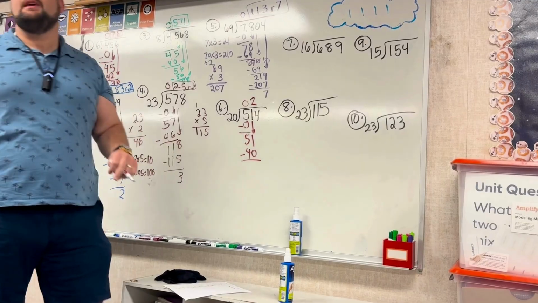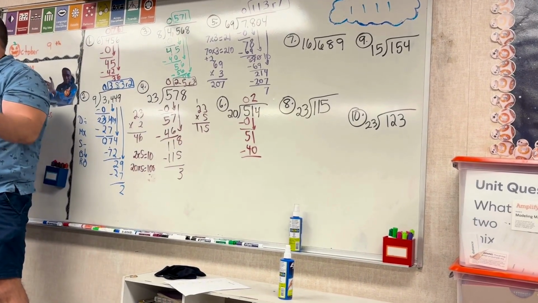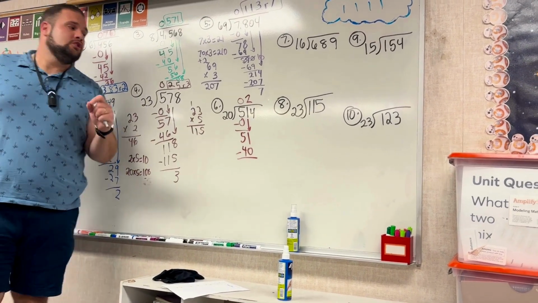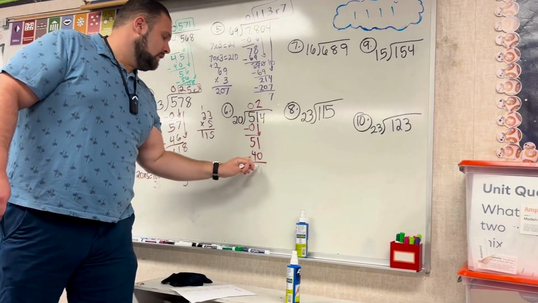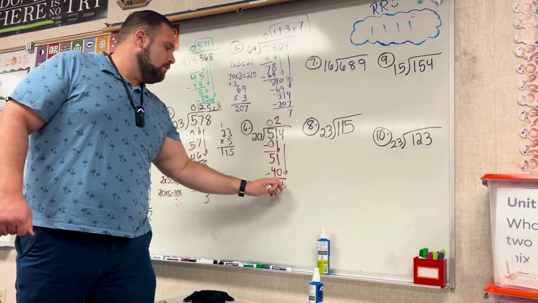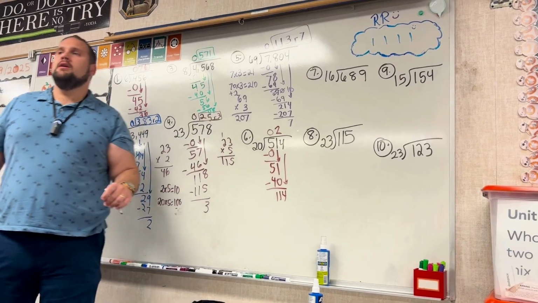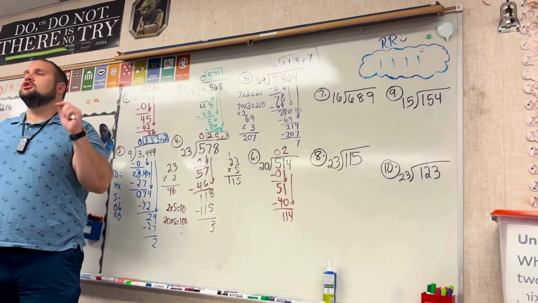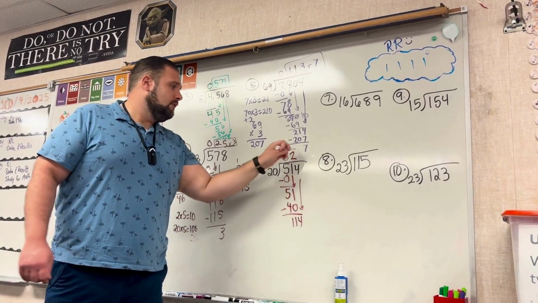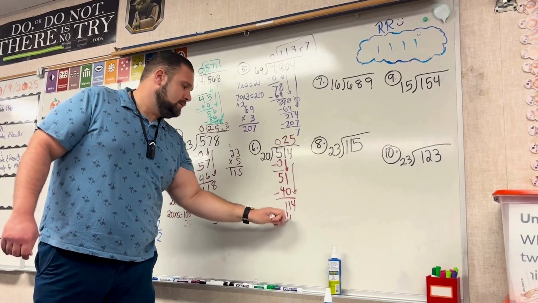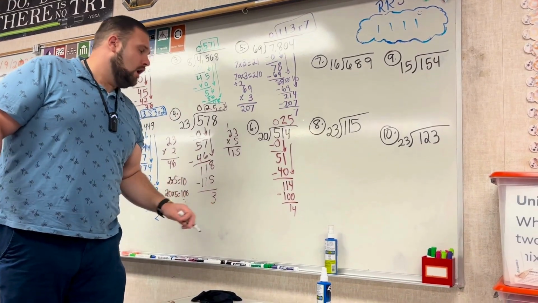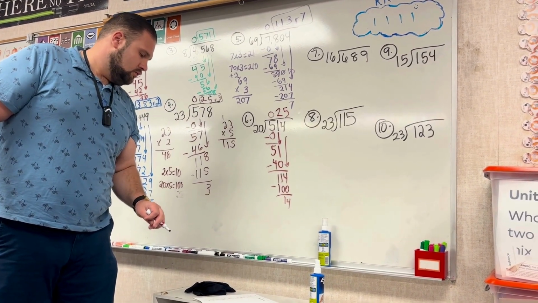20 times 3 would be 60. Way too big, because 2 times 3 is 6, right? So 20 times 3, put a 0 at the end, is 60. Too big. So let's subtract 51 from 40. That's as far as we can go. We get 11. And when we bring down the 4, I know it goes in there 5 times, because 20 times 6 would be 120. It's too big. So it goes in there 5 times, which makes it 100. And 14 is our remainder. So it's going to be 25 remainder.